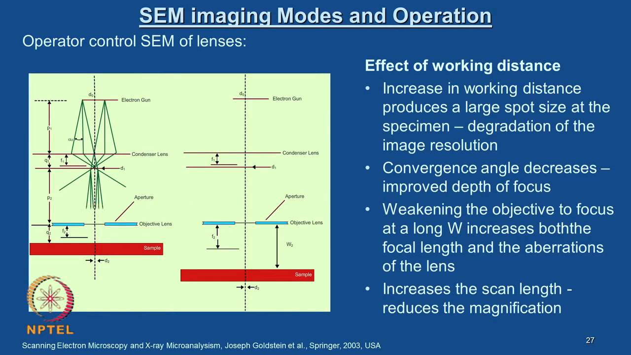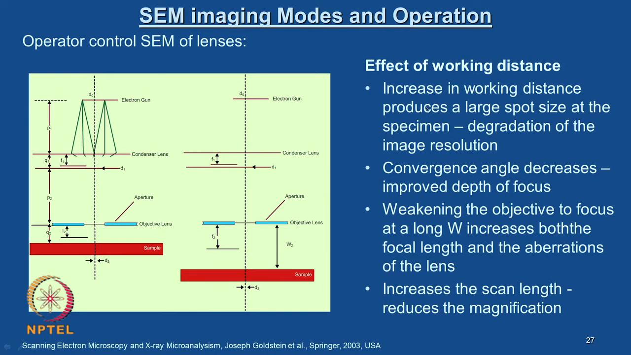And then we can see the next one, the working distance. We also define this: what is the working distance? It is the distance between the final aperture and the specimen surface. You can clearly see the effect of working distance from these two schematics. It is quite evident that if you increase the working distance, you are increasing the probe size. If you look carefully, you can see that the probe size is increased now, and obviously it will have some significant effect on the resolution.